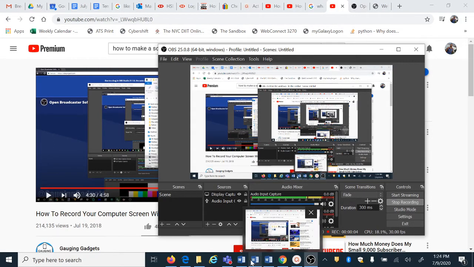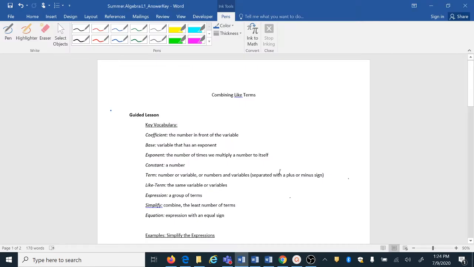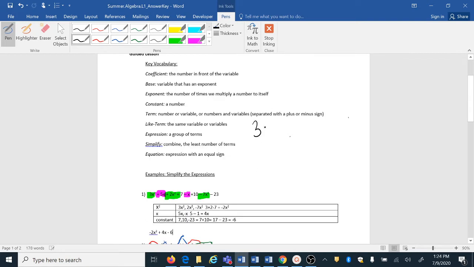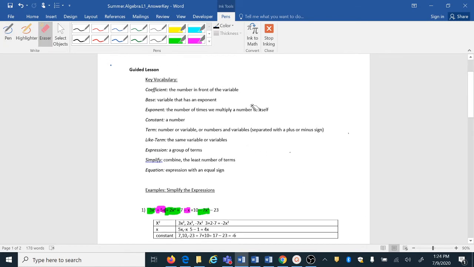Alrighty, so we're going to now look at some of the work from yesterday. Yesterday we learned about combining like terms. Some of the key vocabulary: one thing was a coefficient. A coefficient is the number in front of the variable. So right here, 3 is my coefficient, and x is my variable.